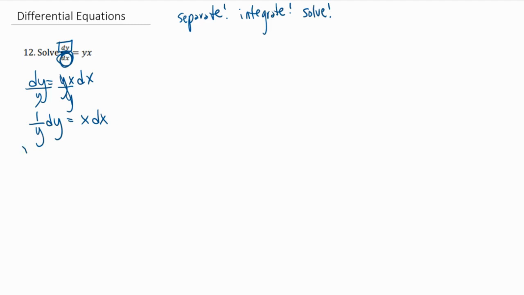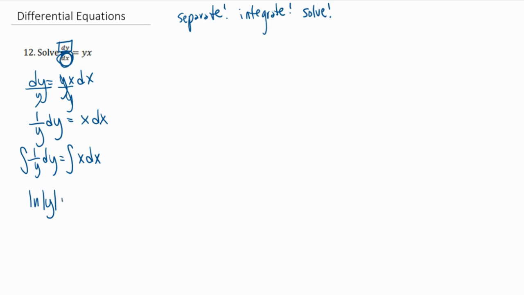Now we're going to integrate both sides. And I am showing this as a different step, so my grader knows exactly what I'm doing here. The first thing I did is I separated. Now I am going to integrate. The integral of 1 over y dy is, of course, ln absolute value of y. Don't forget that the antiderivative of 1 over y is ln absolute value. Okay, absolute value, don't forget that.